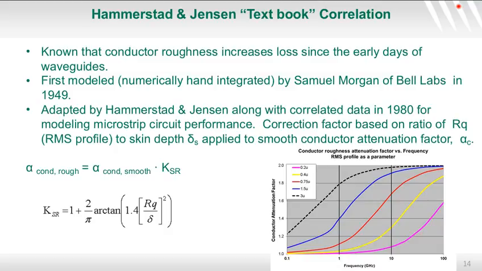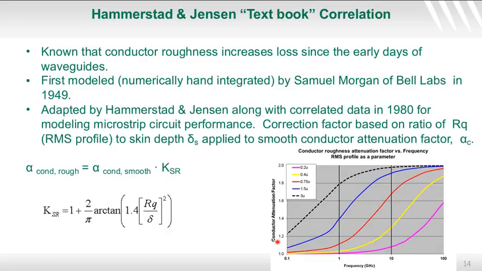This correlation factor is based on the ratio of the RMS profile of the copper to the skin depth at the applied frequency, and then this correction factor is applied to the calculated smooth conductor attenuation factor. So what you do is, at frequency, calculate the attenuation factor for the smooth conductor, and then multiply it by this correction factor, which is a function of the ratio of the RMS roughness of the copper to the skin depth at frequency.